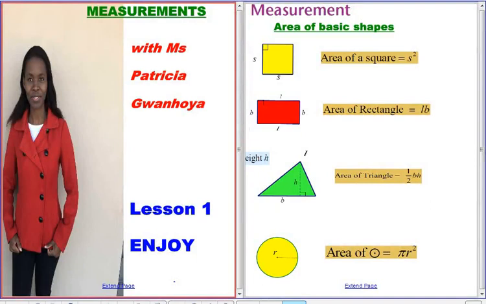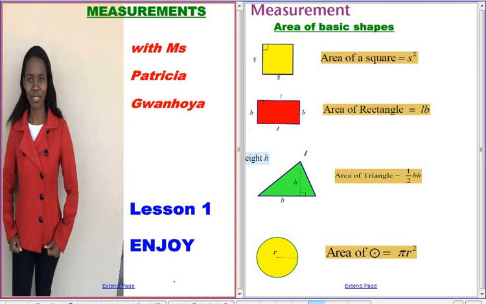We're going to have a few lessons on measurements, and you're going to notice that this topic is a lovely one, a very easy topic to start with. So this lesson is going to be more of an introductory video. It's going to check on the things that you already know, that you are expected to know at this level.